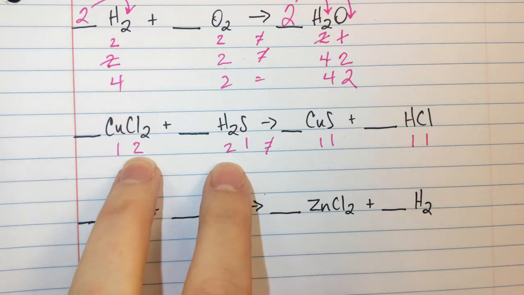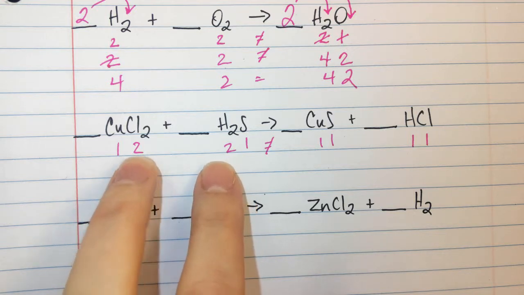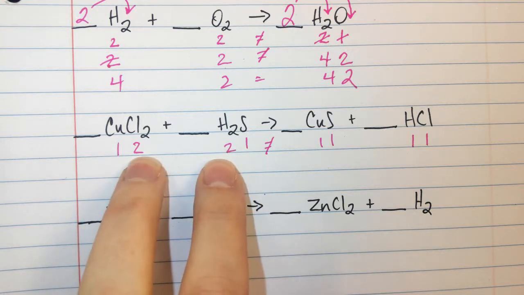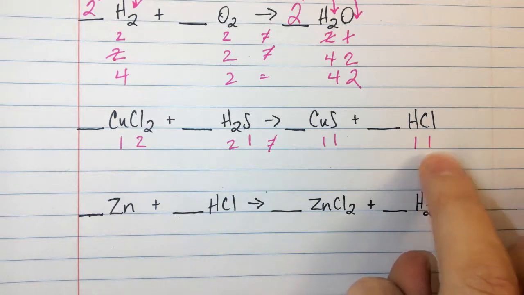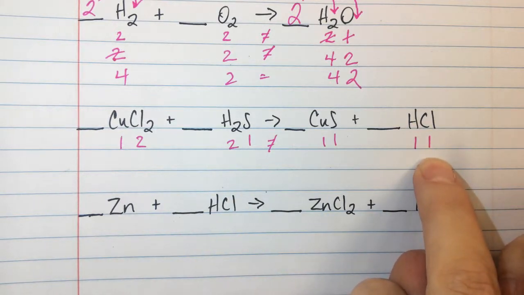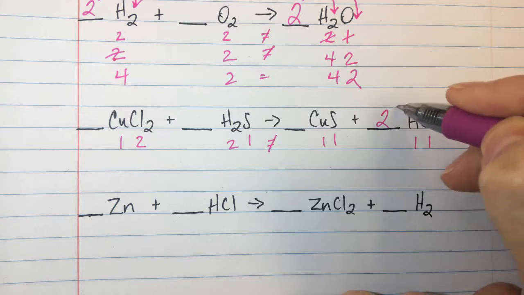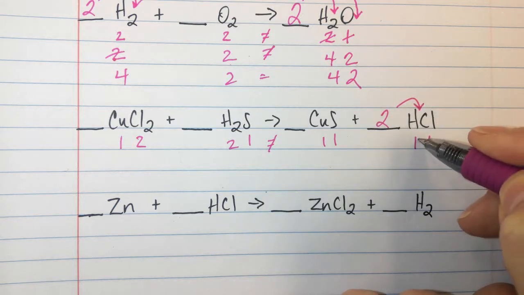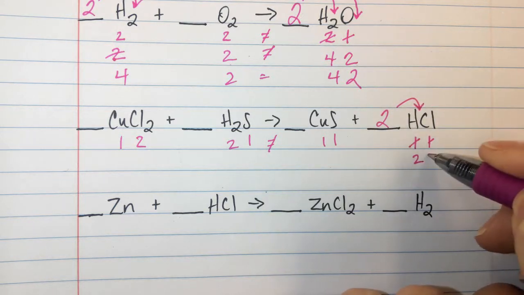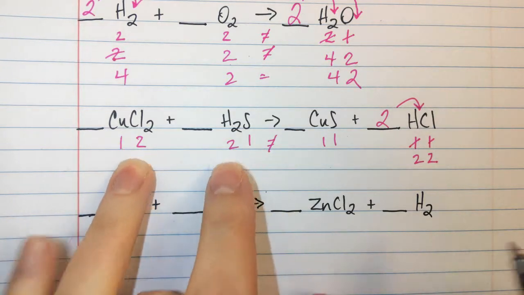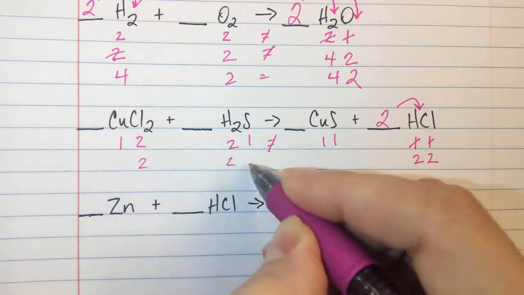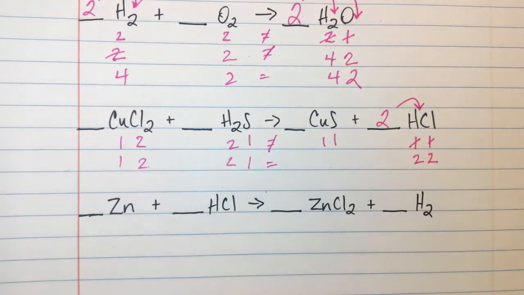Are y'all following me? You with me? So I can't just get rid of these. So I have to make these double. If I put a 2 right here, how many hydrogen will I have? How many chlorine? 2. And how many do they have over here? 2, 2, 1, 1. Balanced.